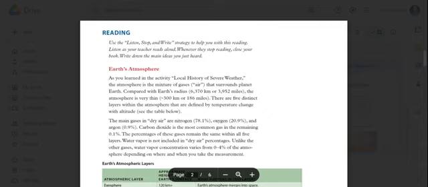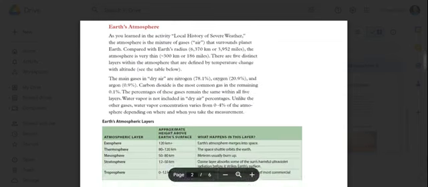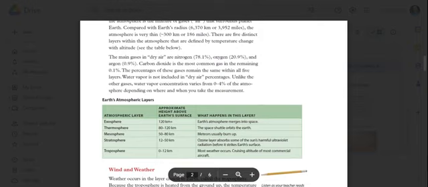There are 5 distinct layers within the atmosphere that are defined by temperature change with altitude. See the table below. Take some time to look at this table. Notice that it lists Earth's atmospheric layers. This table gives the atmosphere as 5 layers: the exosphere, the thermosphere, the mesosphere, the stratosphere, and the troposphere.